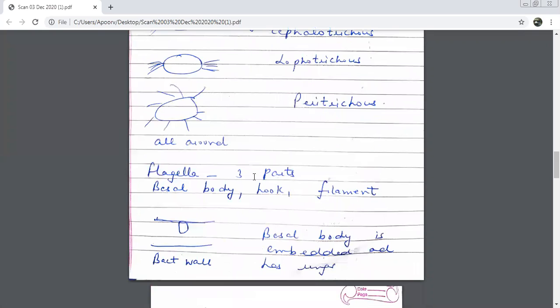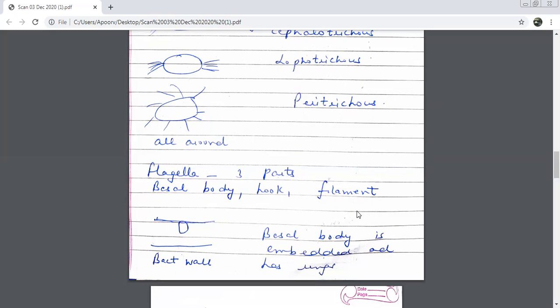Okay. Let us talk about the flagella now. How does a flagella look? What is the shape of a flagella? अंदर से क्या होता है? कैसा होता है? Beta, the flagella has three parts: basal body, hook, and filament. Name the three parts of a flagella. Basal body, hook, and filament.